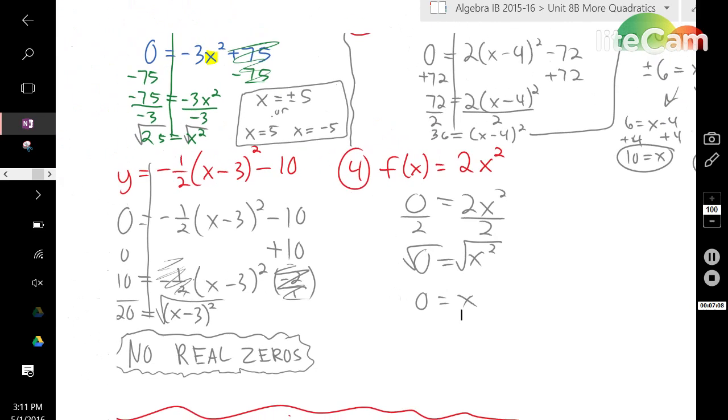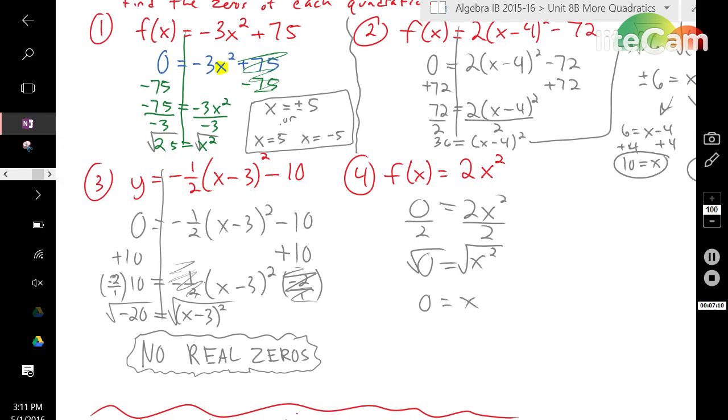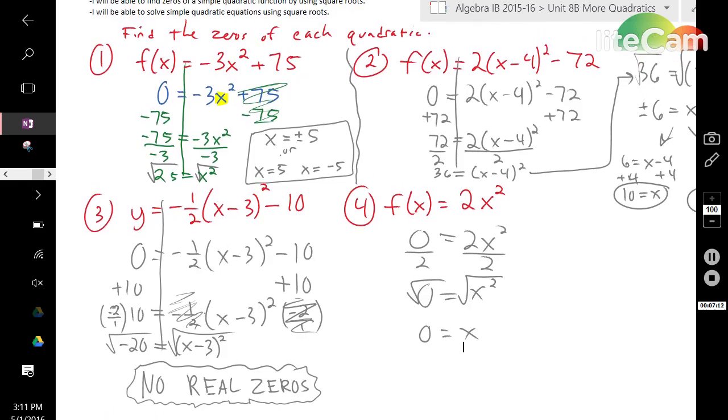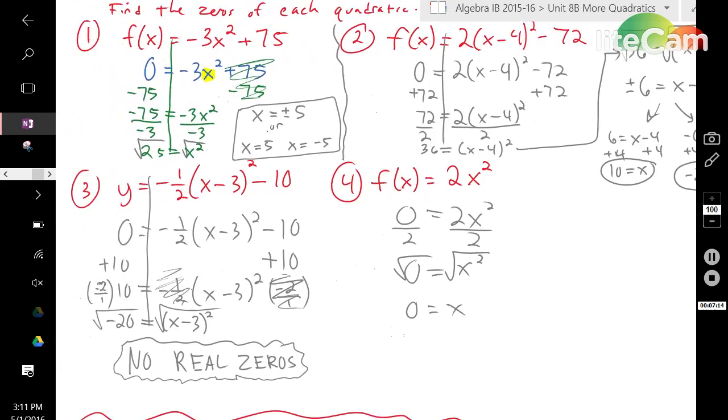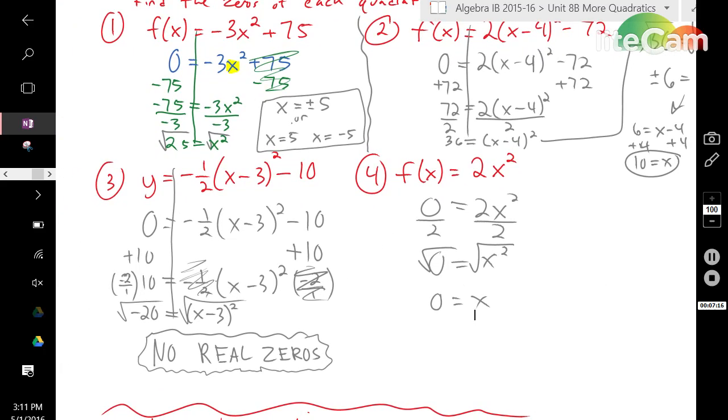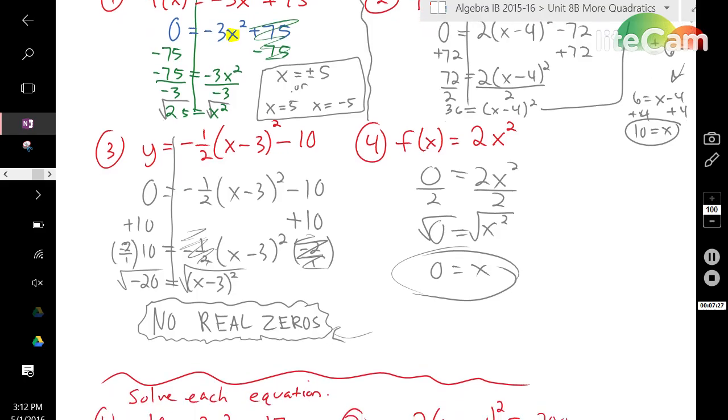This function only has one zero, but the other functions, number 1 and 2, had two real zeros, and number 3 had no real zeros. It is possible to get one zero as opposed to two. It is also possible to get none, or no real zeros. Now that's finding zeros of a function.